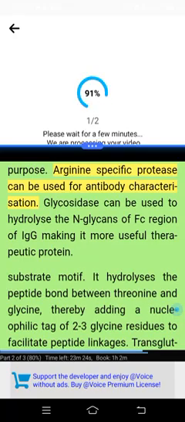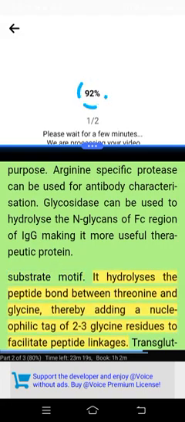Arginine-specific protease can be used for antibody characterization. Glycosidase can be used to hydrolyze the end glycans of the Fc region, making it a more useful therapeutic protein. Substrate motif. It hydrolyzes the peptide bond between threonine and glycine, thereby adding a nucleophilic tag of 2 to 3 glycine residues to facilitate peptide linkages.